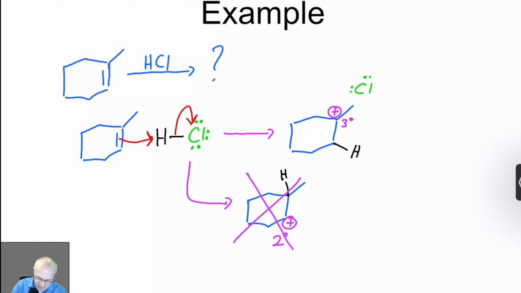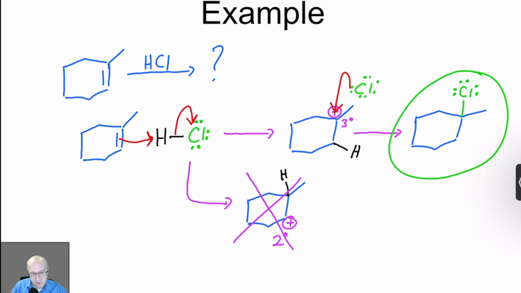And now the chloride will attack it. The chloride will never attack the other one because it never forms. And that is the expected product of this reaction. And this is most definitely the Markovnikov product. It follows Markovnikov's rules.